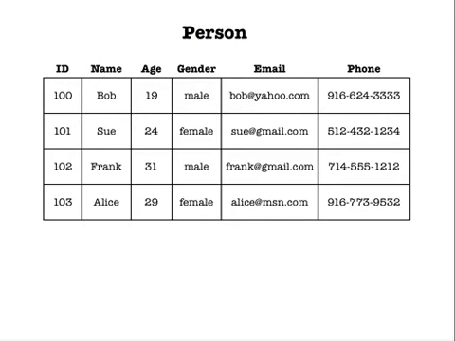The entity in our database is stored as a table, here represented as a grid. Across the top of the grid are the name of the entity, in this case person, and each of the attributes. Each row of the table represents a specific person. Here's Bob's information in the first row. Subsequent rows have data for Sue, Frank, and Alice.